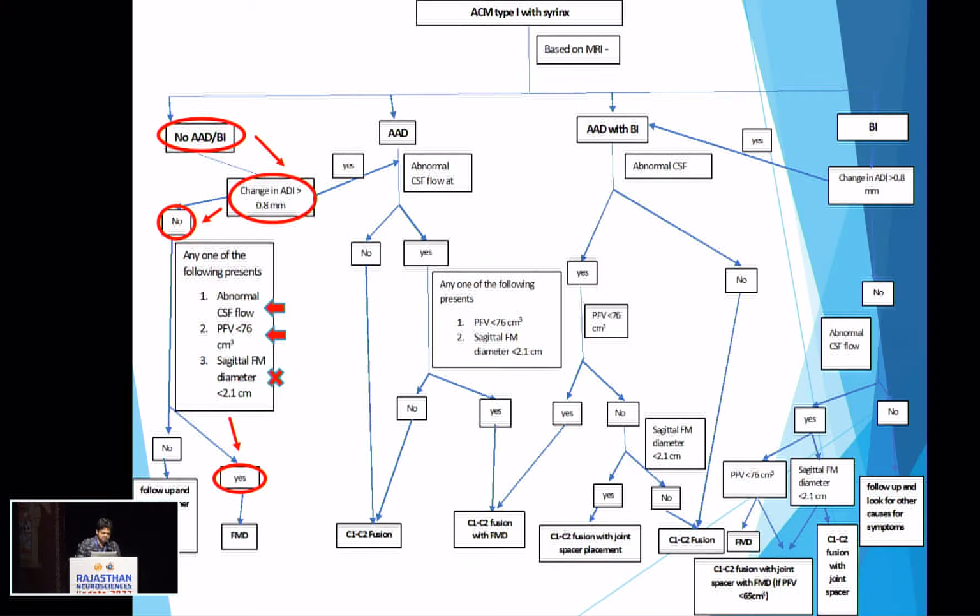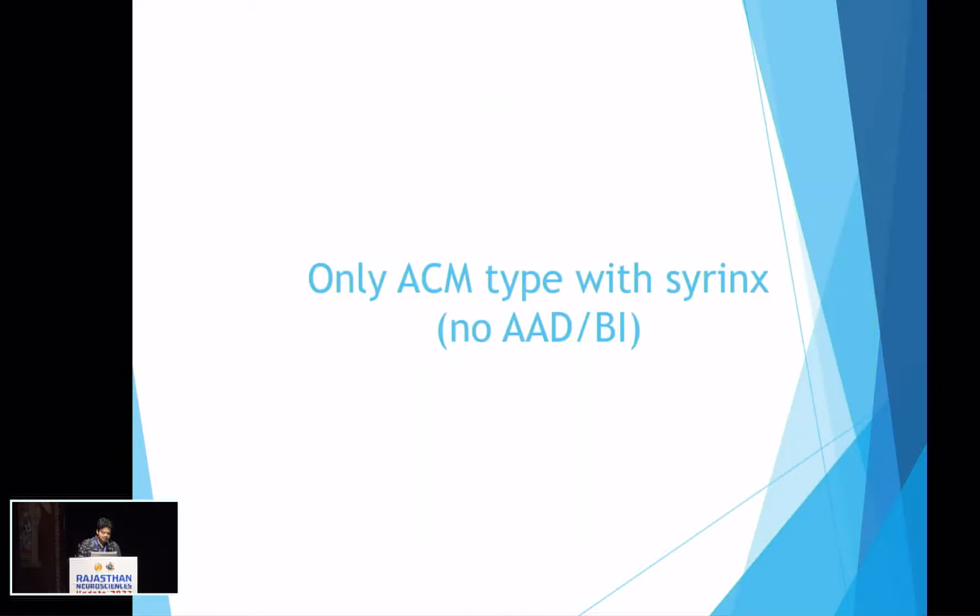So here in this case there was no AD or BI. Change in atlantodental interval was not greater than 0.8 mm. There was abnormal CSF flow, posterior fossa volume was less. So they underwent FMD, and this case was only ACM type syrinx with no AD or BI.